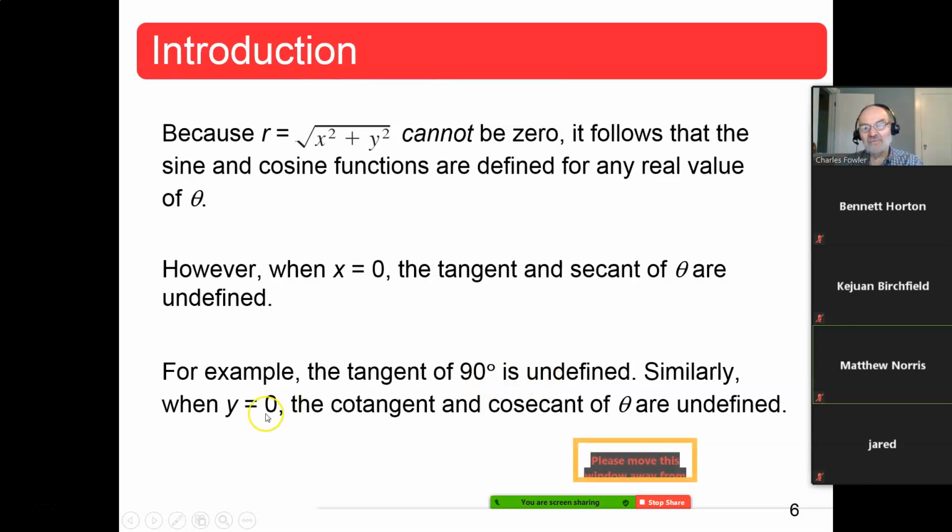Similarly, when y is equal to 0, that's on the x-axis, at either end. The cotangent and cosecant are not defined at 0 or pi or any multiple of pi. So tangent and secant are not defined at your half pi's. Cotangent and cosecant are not defined at your whole pi's.